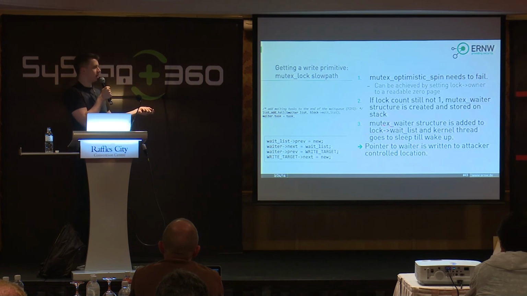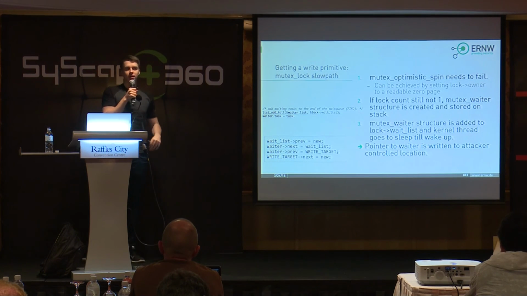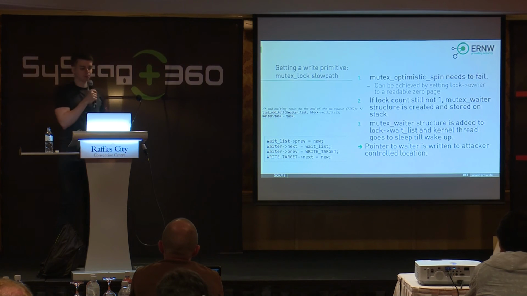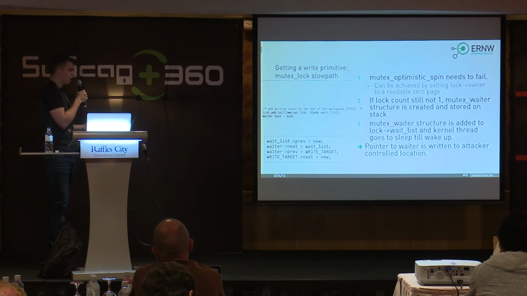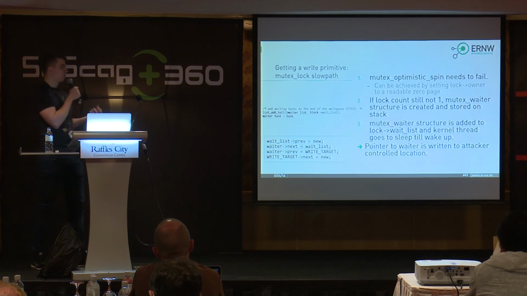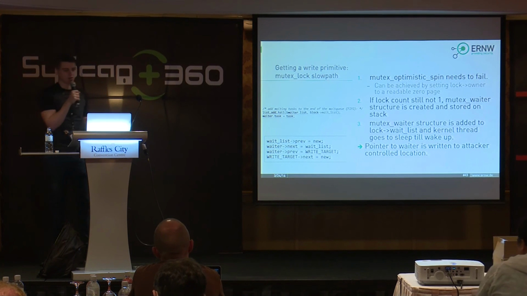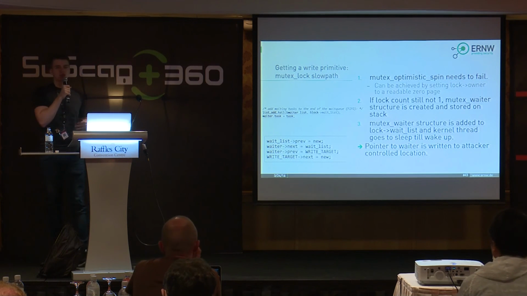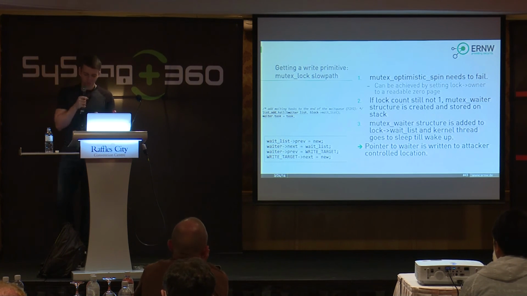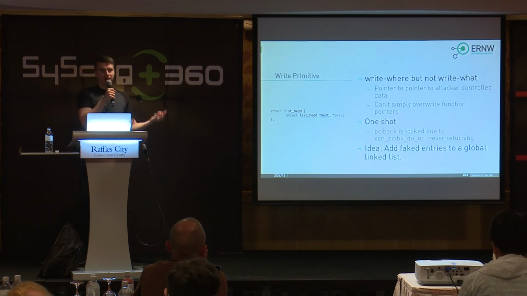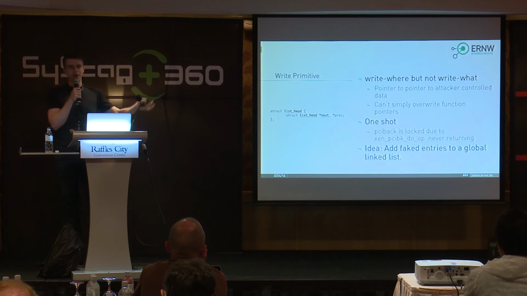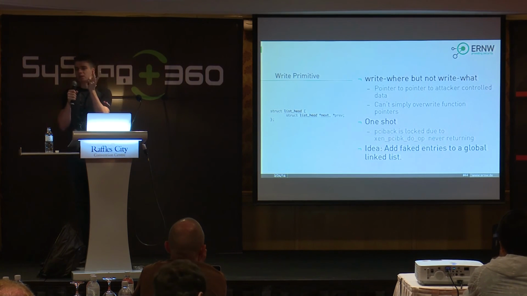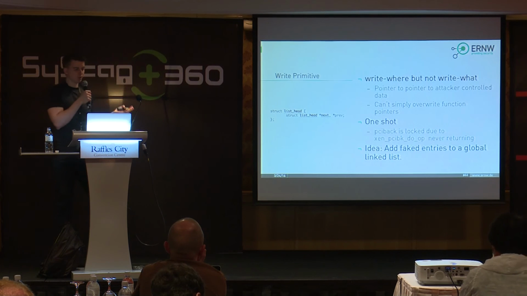So this waiter structure has a task structure embedded. If the mutex lock fails, the process will go to sleep and just wait to be woken up. But simply this addition to the waiter list allows us to perform a somewhat arbitrary write, because we control a write of this pointer to this waiter structure to a location of our choice. So we can arbitrarily choose where to write, but it's not a write-what. We can't directly control the value that's written, otherwise it would be too easy.